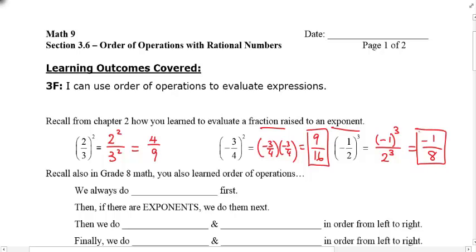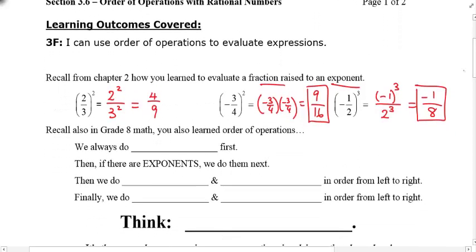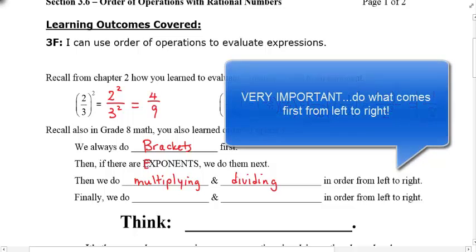Recall also in grade 8 math, you also learned order of operations. Hope you remember that you always do brackets first, or parentheses. Then if they are exponents, we do them next. I'm going to highlight the E for you. Then we do multiplying and dividing. And this we do actually in order from left to right. So it's not like we always have to do multiplying first. It's multiplying or dividing, whichever comes first in the order from left to right.